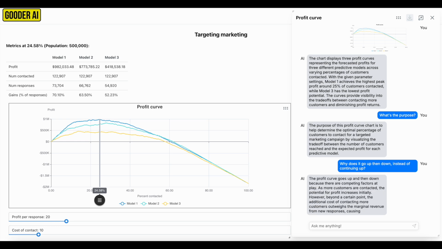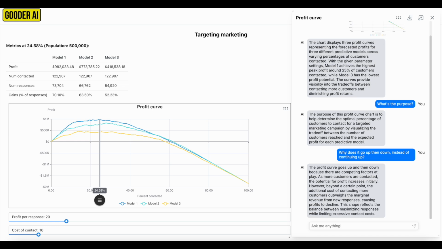The profit curve goes up and then down because there are competing factors at play. As more customers are contacted, the potential for profit increases initially. However, beyond a certain point, the additional cost of contacting more customers outweighs the marginal revenue from new responses, causing profits to decline. This shape reflects the balance between maximizing responses while limiting excessive contact costs.